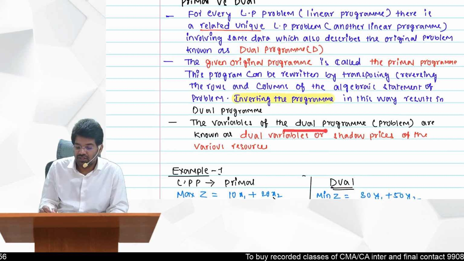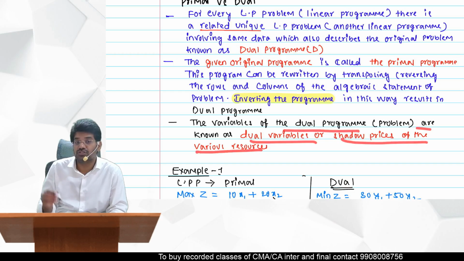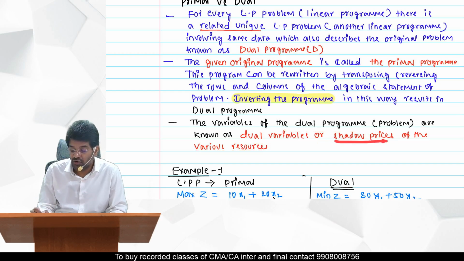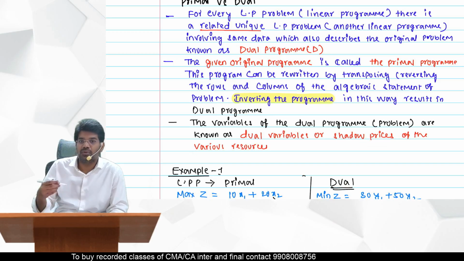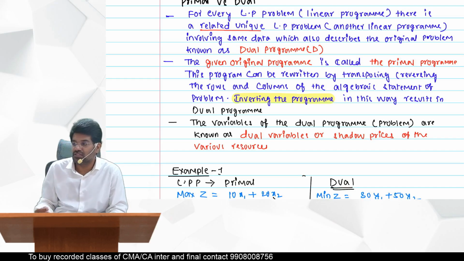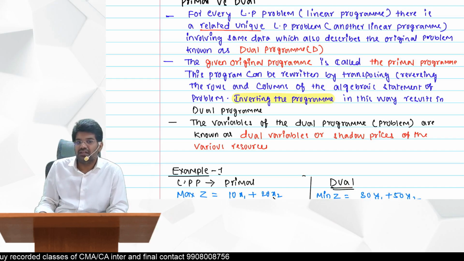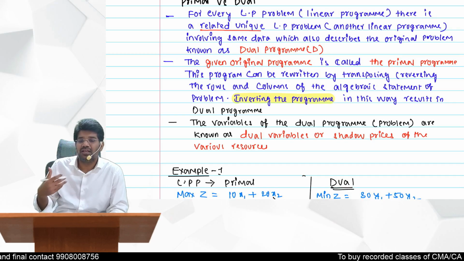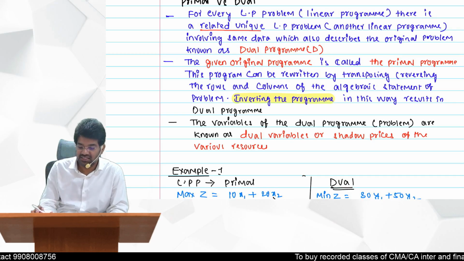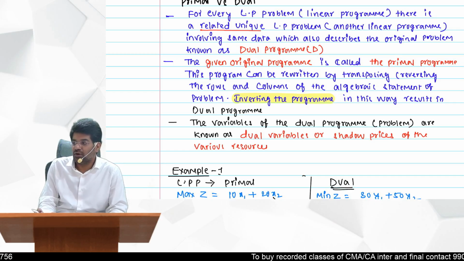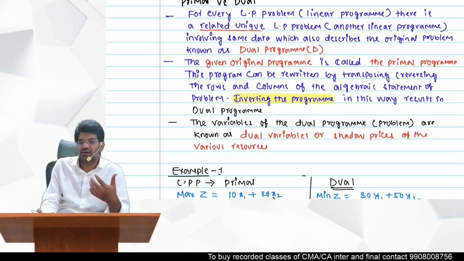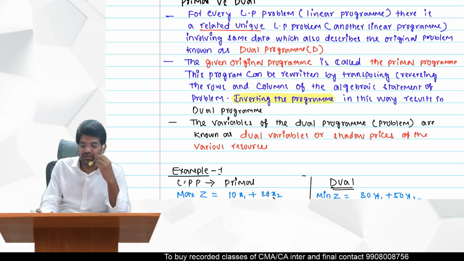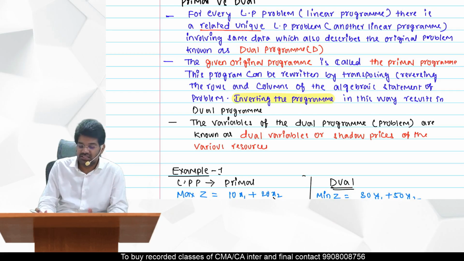The variables of the dual program are known as dual variables or shadow prices of the various resources. This is very important: shadow prices of the various resources. What is the shadow price of a resource? It is nothing but opportunity cost. If that particular raw material or input is not available, then what is the opportunity cost? So basically it is an opportunity cost. Your dual program is generally formulated based on opportunity cost. So let's understand this now.